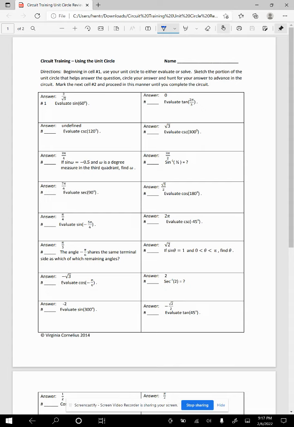Okay, so let's read the directions together. It says beginning in cell number 1, which is right here, use your unit circle to either evaluate or solve. Okay, so when they say use your unit circle, let's be clear. They mean use your knowledge of the unit circle. That would be a better way to phrase this. I don't want you using your unit circles. I don't want you using your calculator. Obviously, we've been practicing this for a while now. So I want you to use your knowledge of the unit circle.